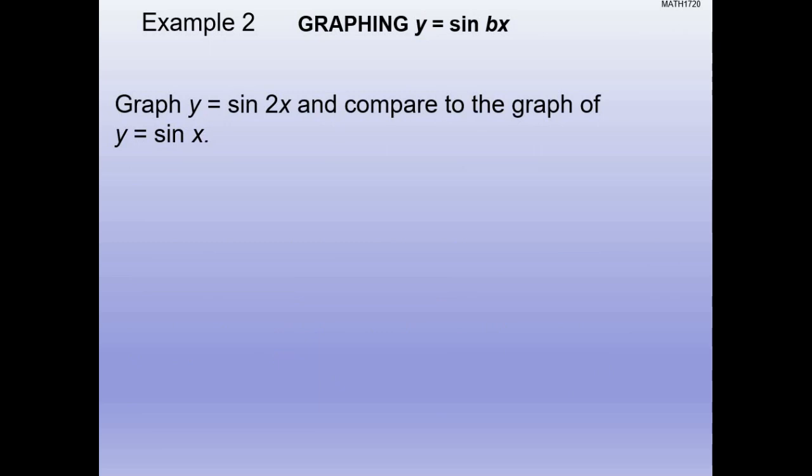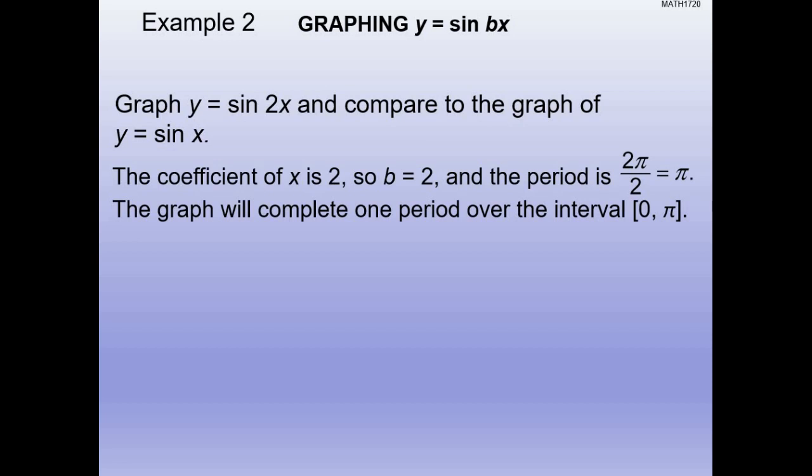Let's take a look at this graph we've already looked at. We want to graph y equals sine of 2x. We've talked about this one already. We're going to compare it to the parent function of y equals sine of x. What we need to know is the coefficient is 2. That's our b, so b is 2.